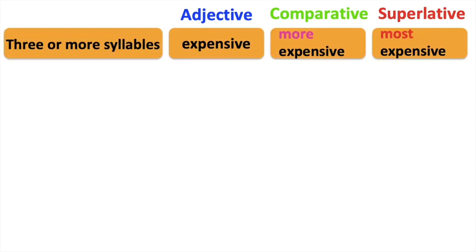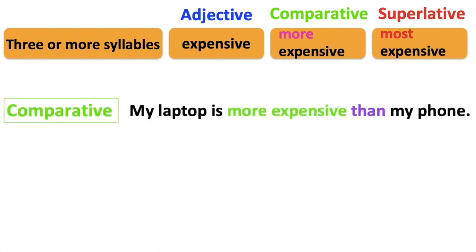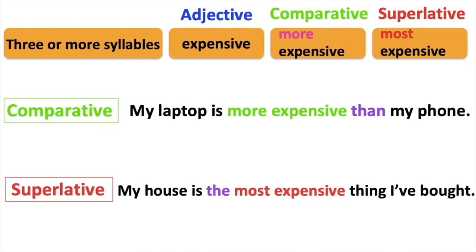For adjectives with 3 or more syllables, we can form the comparative by inserting more before the adjective. For example, more expensive. When forming the superlative, we add most before the adjective. Most expensive. For example, my laptop is more expensive than my phone. My house is the most expensive thing I've bought.